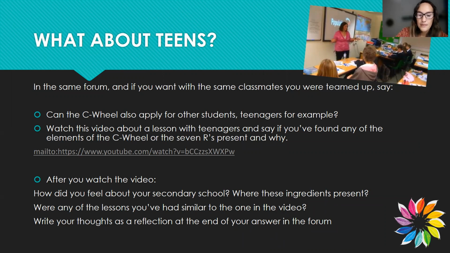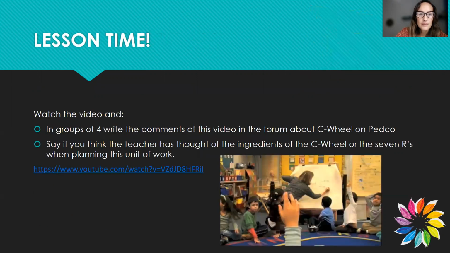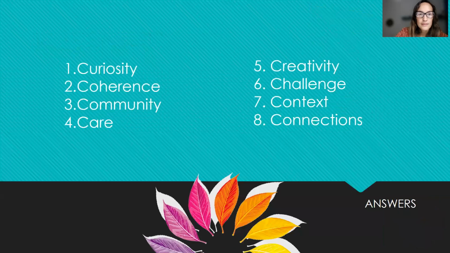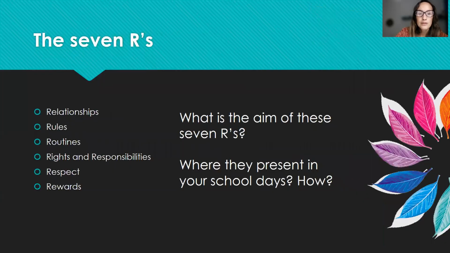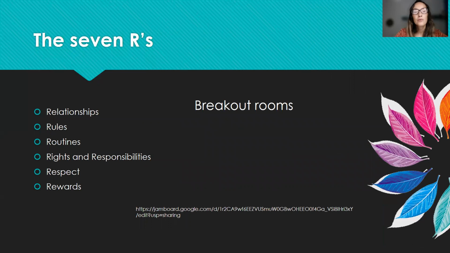And then, well, the other task you will have, I will go back, is the Jamboard, in which you have to read about one of the 7 R's and write on a sticky note, right? A description of what it is and what it is that we should take into account, right?